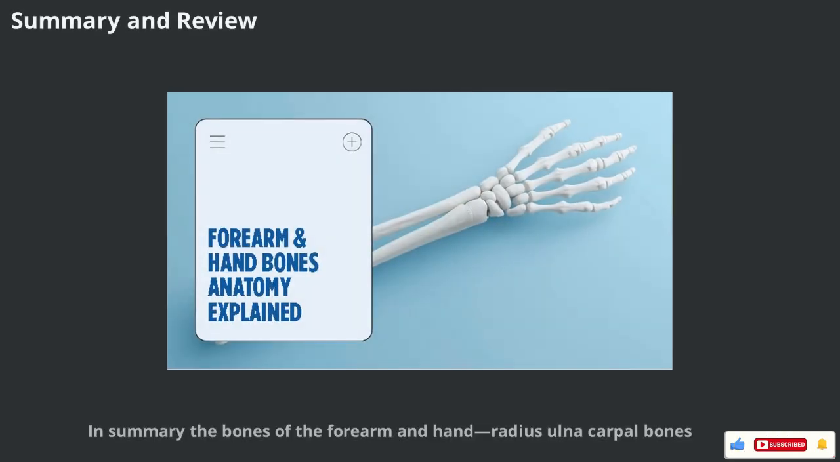Summary: the bones of the forearm and hand, radius, ulna, carpal bones, and metacarpals, form a complex and highly functional unit. Their unique structures, muscle attachments, ossification patterns, and clinical relevance are essential knowledge for anyone studying anatomy or working in healthcare. Understanding these bones not only aids in diagnosis and treatment, but also deepens appreciation for the intricacies of human movement.